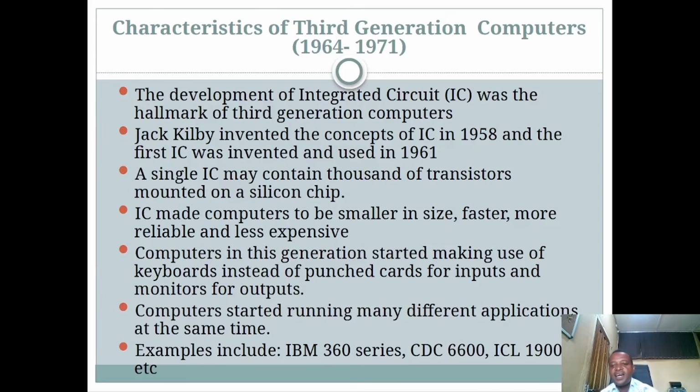Examples of third generation computers include IBM 360 series, CDC 6600, ICL 1900. These are few examples of third generation computer.